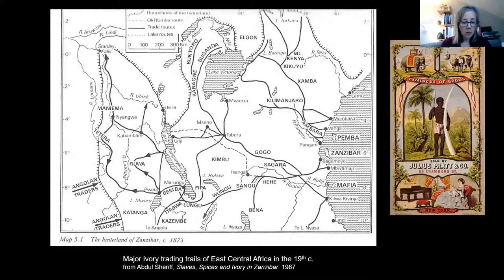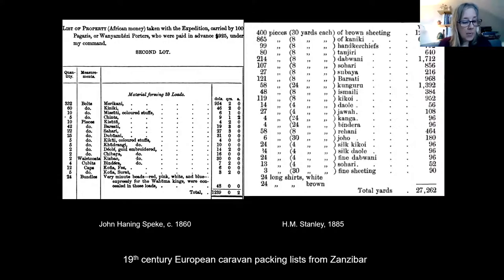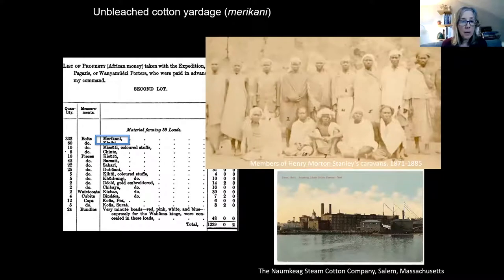So what were these cloths? Here is a table of names I will be referring to again and again. Now to date, historians have mainly been interested in one particular type of imported cloth, and that is this unbleached sheeting that was called Merikani. It was industrially woven in Western factories and by 1850 had largely replaced handcrafted Indian unbleached cottons.